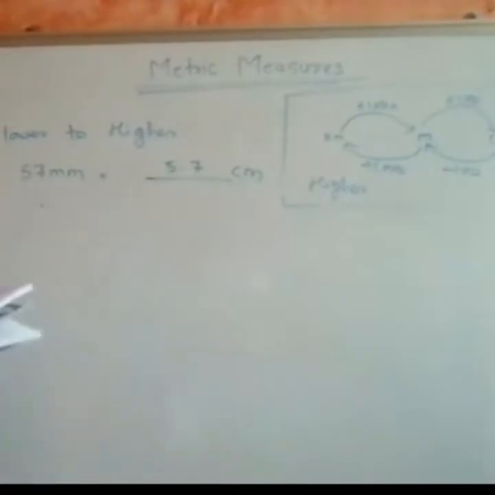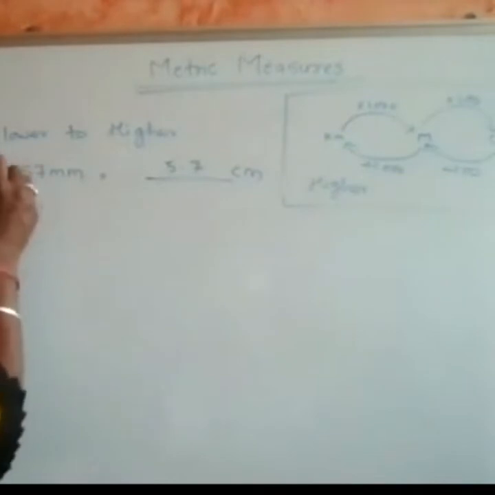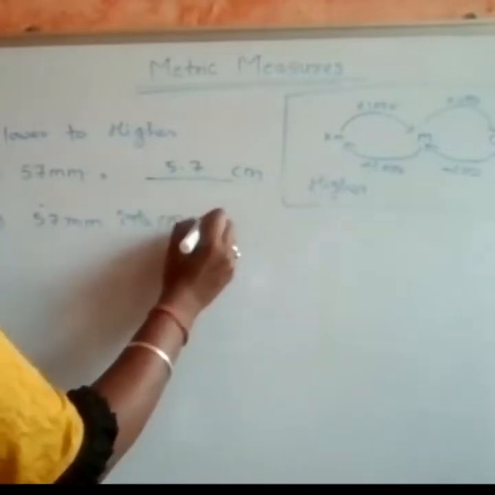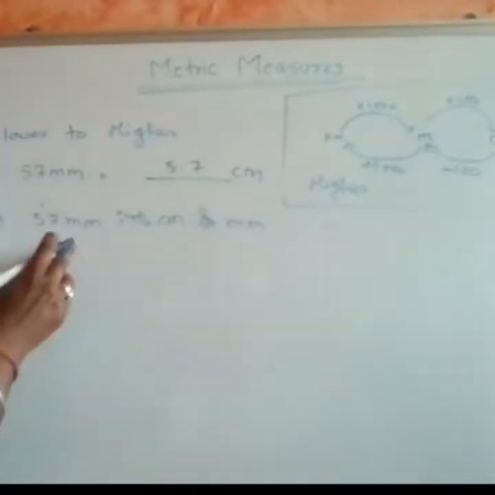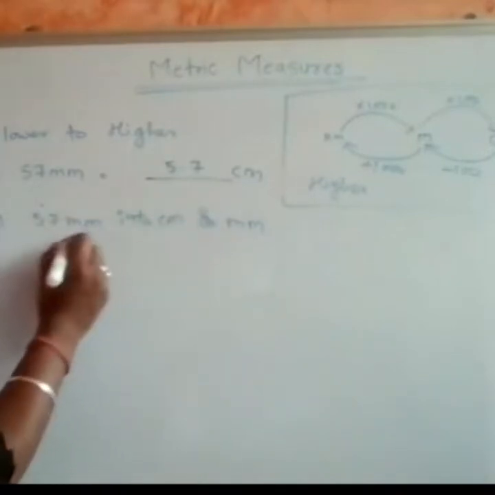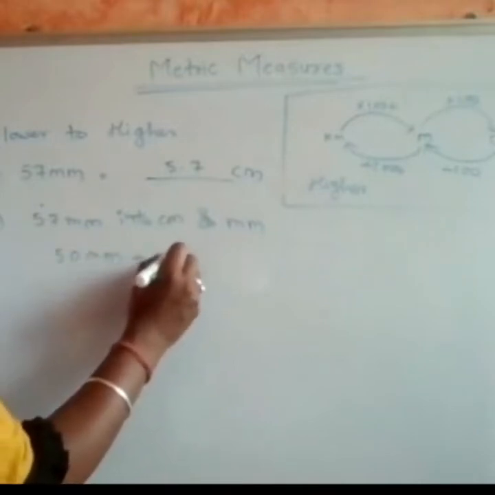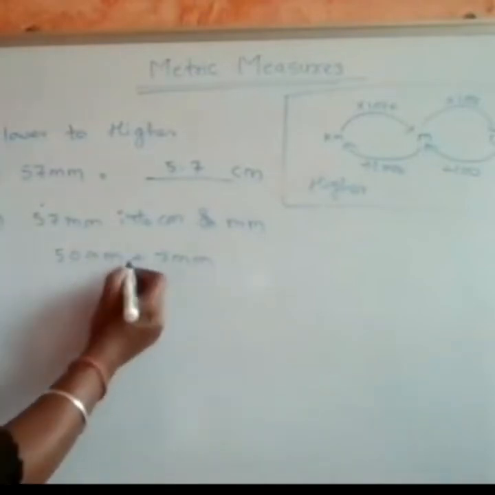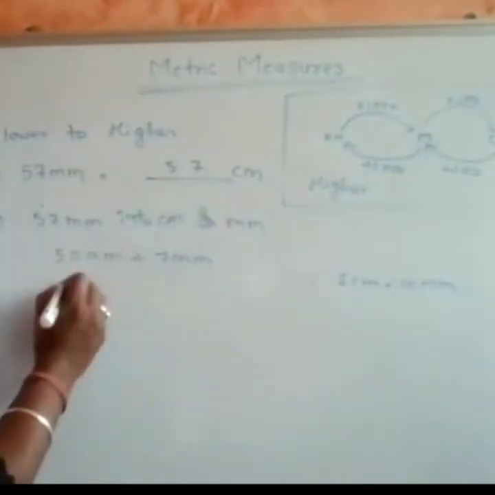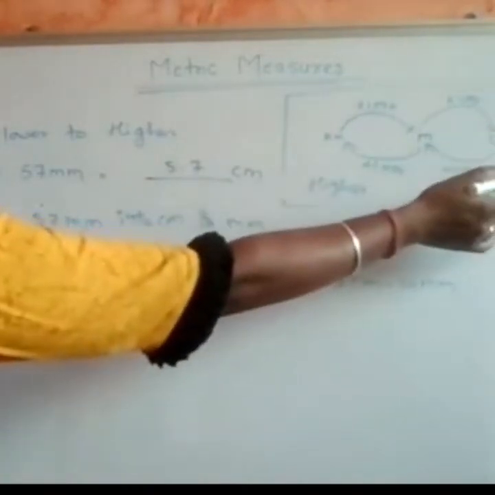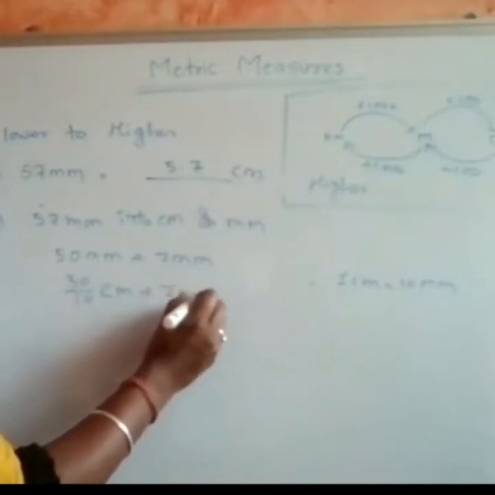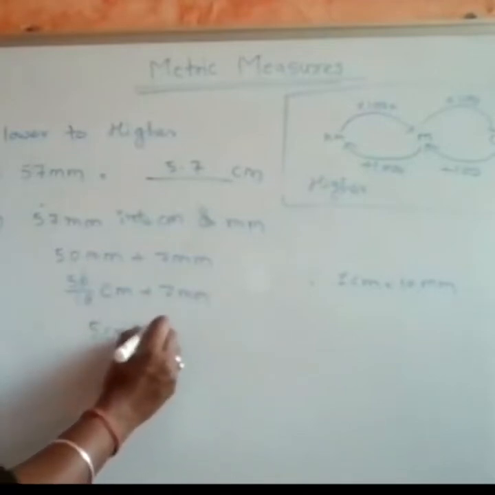Similarly, in the next question, if they are asking to convert 57 millimeters into centimeters and millimeters, whenever you are solving this question, we have to get centimeters as well as millimeters. So just separate this 57 into 50 millimeters plus 7 millimeters. Now 50 millimeters: 1 centimeter equals 10 millimeters. So just divide 50 by 10, as when we are moving from lower to higher, we divide by 10. So that will be in centimeters, plus 7 millimeters. 0, 0 cancel. That will be 5 centimeters plus 7 millimeters.